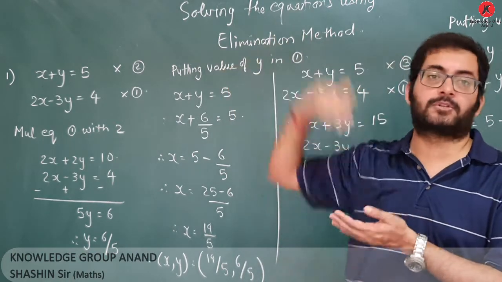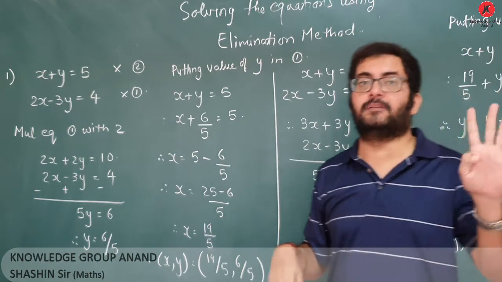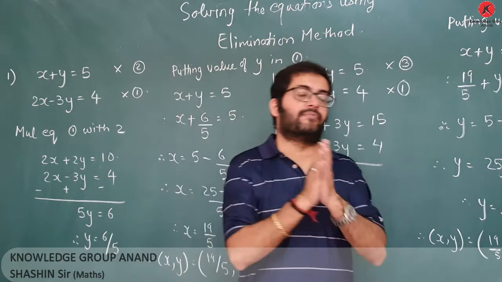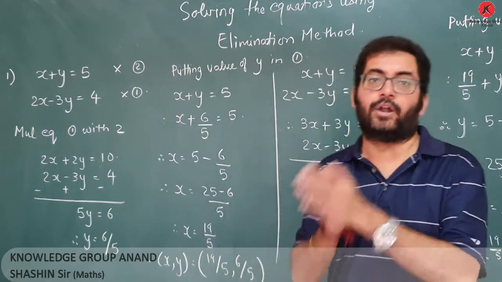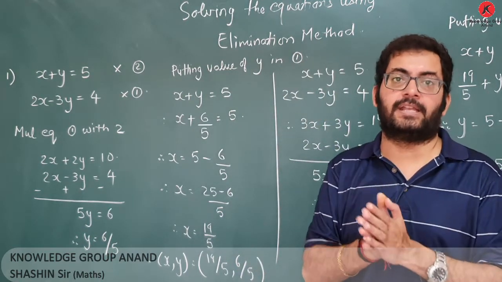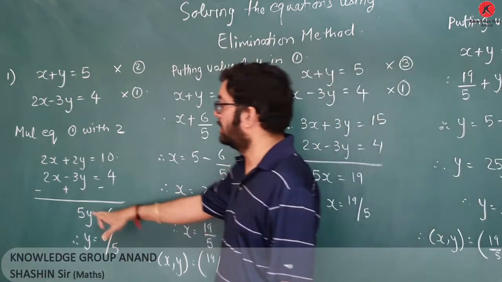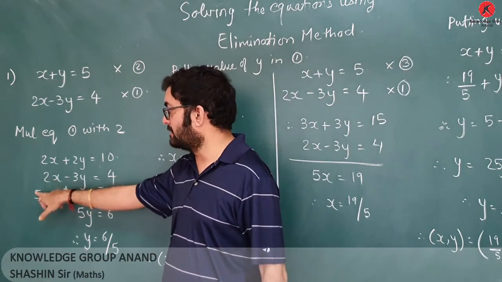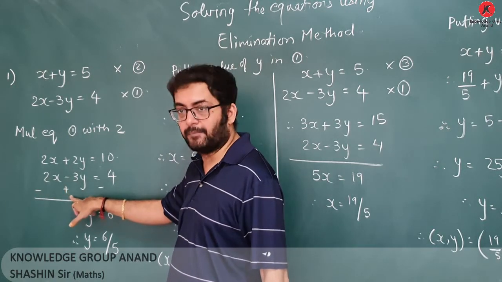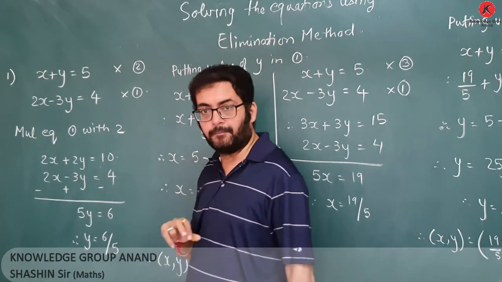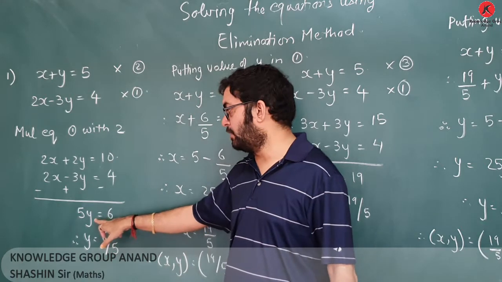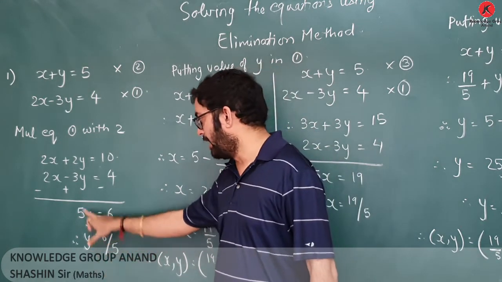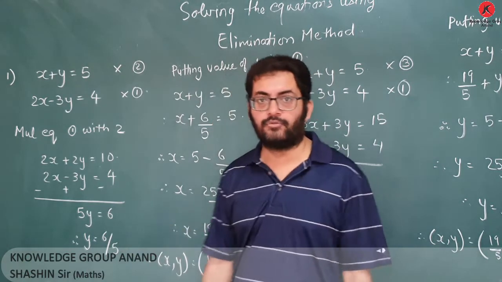Because 2x plus 2x gives me 4x. I want to eliminate this term. So this plus 2x should be converted to minus 2x. Now if I am changing the sign ahead of x, I have to change the sign in whole equation. So in short, I am changing the sign in whole equation number 2. So here plus became minus, minus became plus, and plus became minus. So in short, I got value of 5y as 6. That means the value of y will be 6 upon 5.